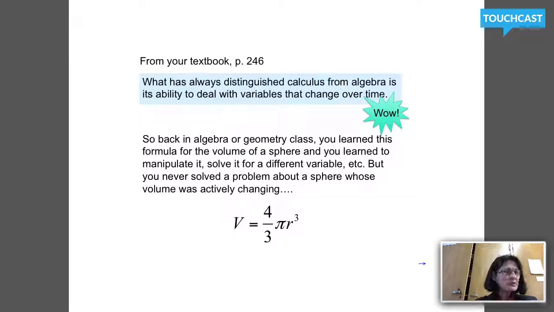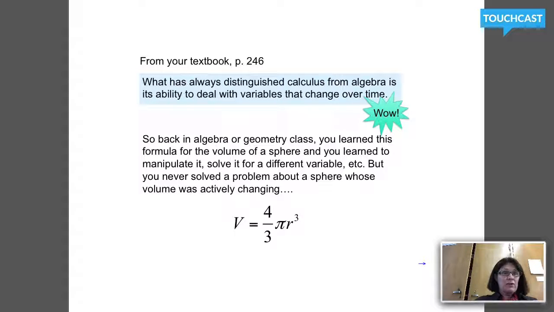So what distinguishes calculus from algebra is calculus's ability to deal with variables that change over time. So that's different from just finding a different ordered pair that's a solution of an equation in two variables. It's acknowledging that in the real world, sometimes we have change occurring, and we want to understand that change as it happens. Calculus gives us lots of tools to deal with that, no math that you've done before in junior high or middle school or high school has done.